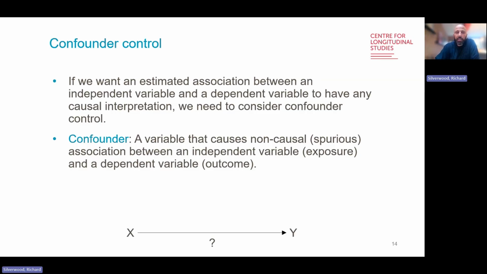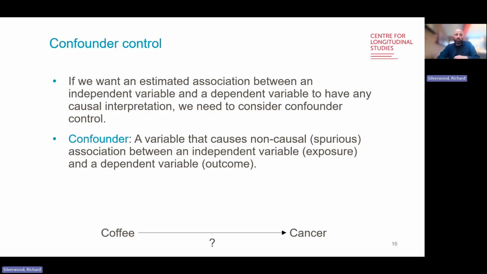So a toy example here, we're interested in the effect of some exposure variable X on some outcome Y. If we observe in our data that there's a statistical association between X and Y, are we certain this is causal? Or perhaps could there be this third variable Z, which is a common cause of X and Y, and would therefore cause some correlation or some association between X and Y. If we think that variable Z might exist, then we would want to control for it in our analyses.